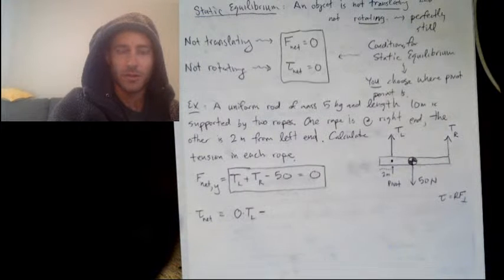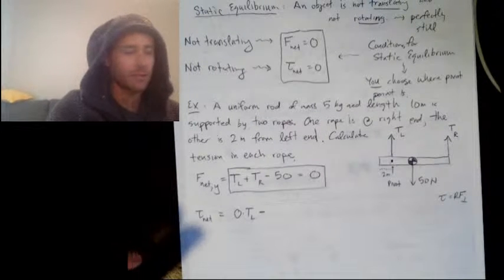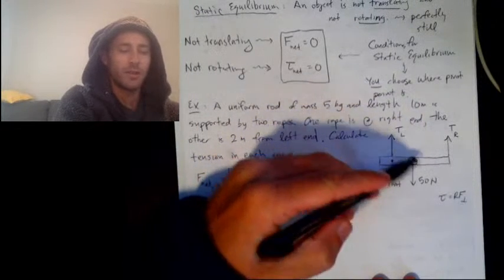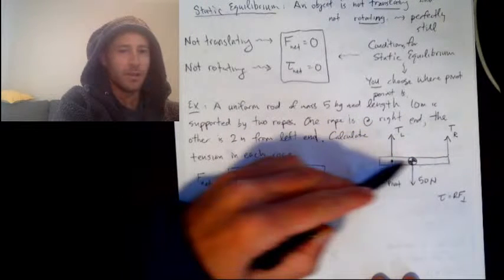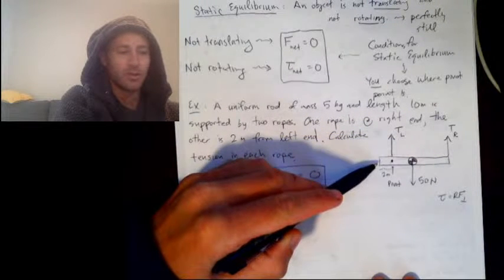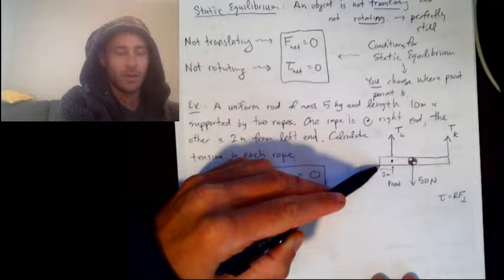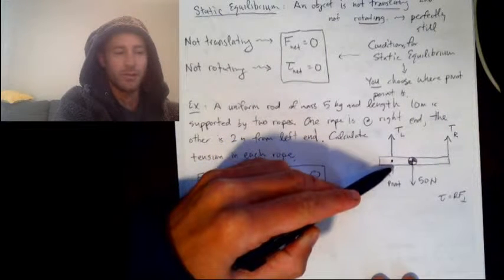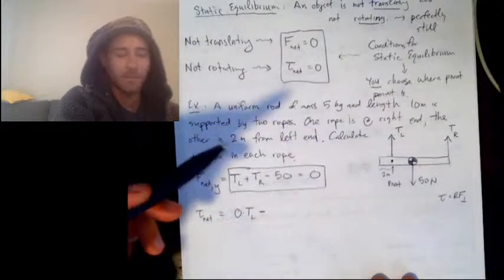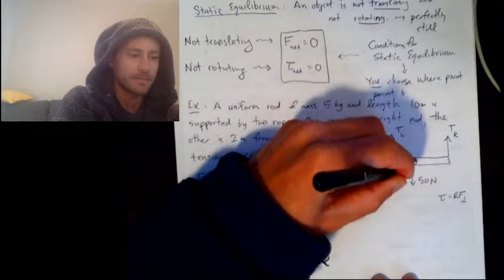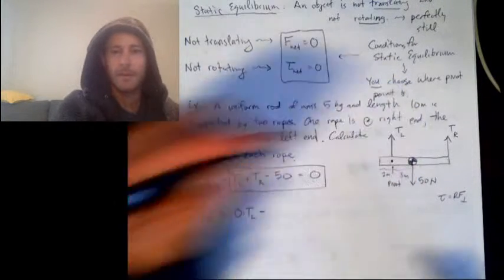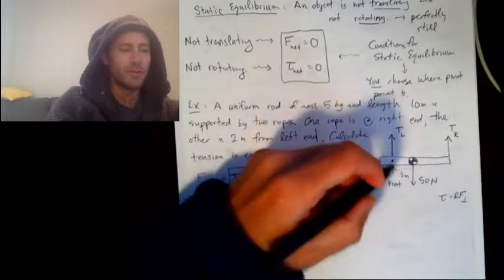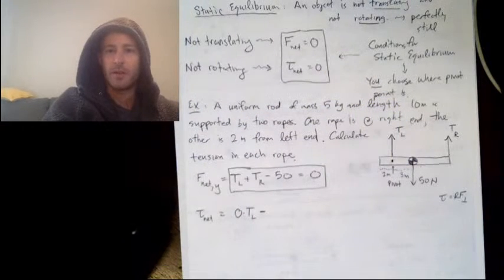Excellent. Someone typed in 3 into the chat, and that is correct. Why? Because the rod is 10 meters long. So the center of mass is 5 meters from the left end, and this is 2 meters. So the remaining distance to the center is 3 meters. Okay. So pivot to center of mass is 3 meters.